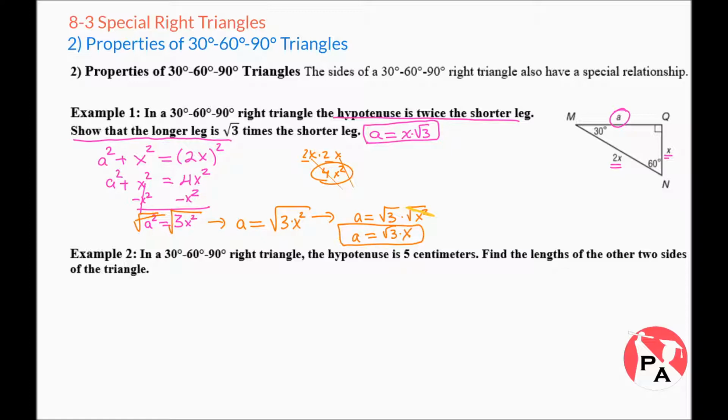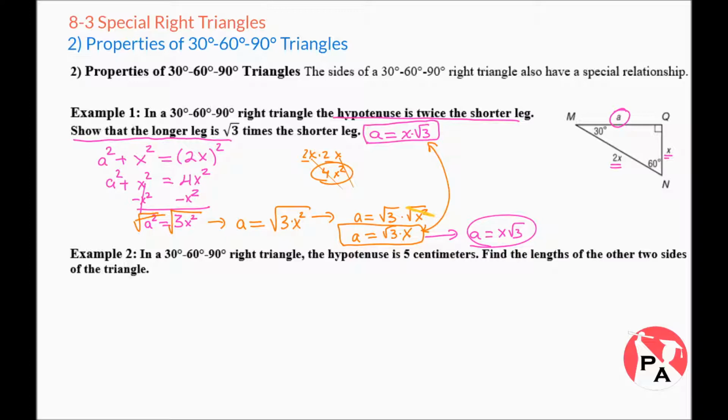So do you see that what we have is the same as that? If you don't, you can write it as, instead of radical 3 times x, you can switch them around. The value of a would be x times radical 3. So yes, we showed that the longer leg is radical 3 times the shorter leg. We are done with this question.